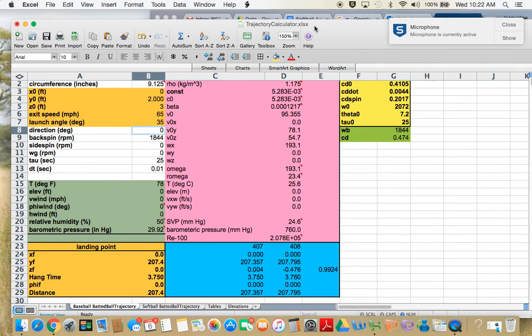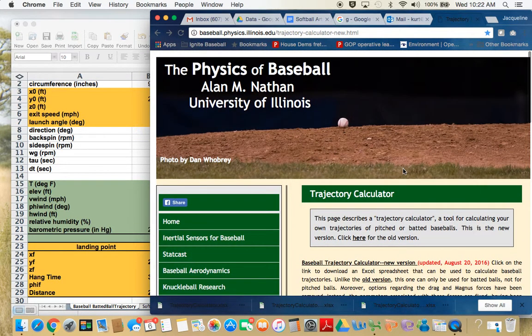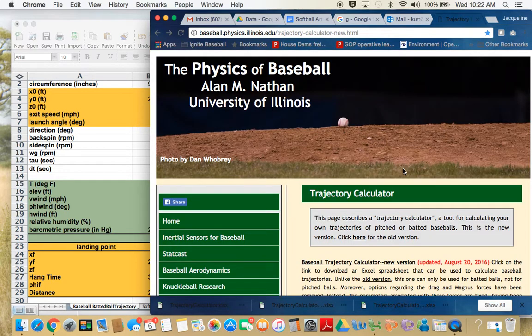Hey guys, so what we're looking at here is a trajectory calculator. And this is just something that I found online. It's amazing. I can't believe it took me this long to find it. I want to give some credit to Alan M. Nathan of the University of Illinois, who put this together.